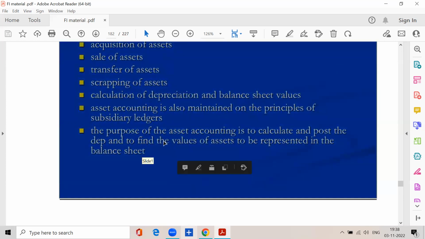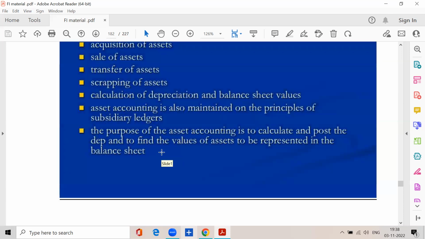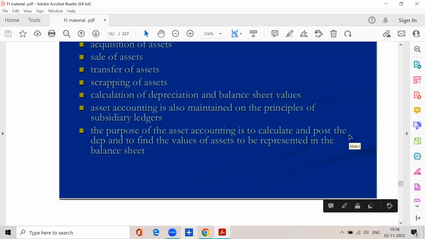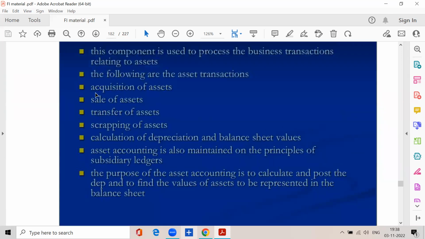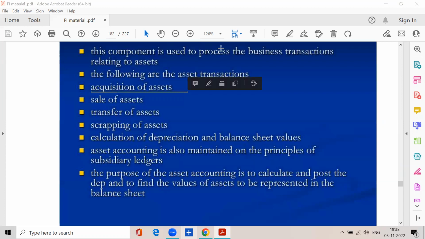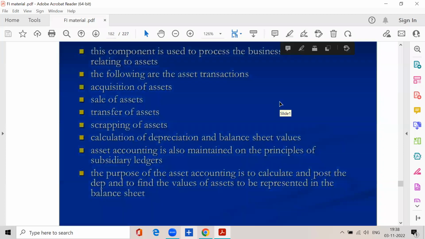Here, this asset accounting is also maintained on the principles of subsidiary ledgers. Just similar to accounts payable and accounts receivable, this asset accounting is also maintained on the principles of subsidiary ledgers. It is also integrated with the general ledger through reconciliation accounts. So we develop the configuration for the calculation of depreciation and calculation of balance sheet values. During this process, we also develop the configuration for processing of acquisition of assets, sale of assets, transfer of assets, scrapping of assets, etc.